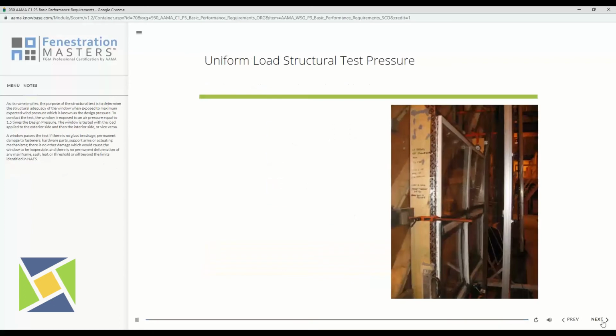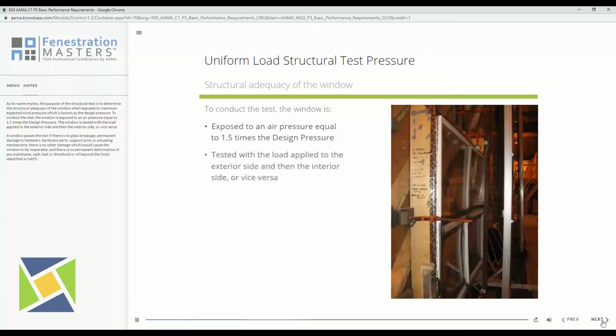As its name implies, the purpose of the structural test is to determine the structural adequacy of the window when exposed to maximum expected wind pressure, which is known as a design pressure. To conduct the test, the window is exposed to an air pressure equal to 1.5 times the design pressure. The window is tested with the load applied to the exterior side and then the interior side, or vice versa.